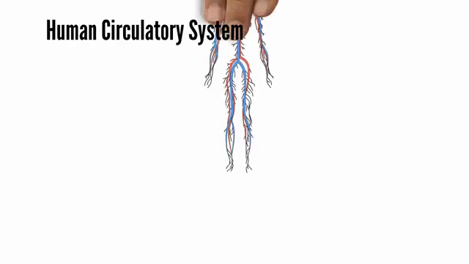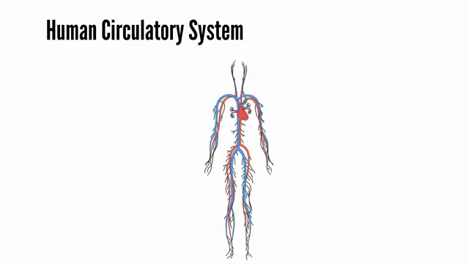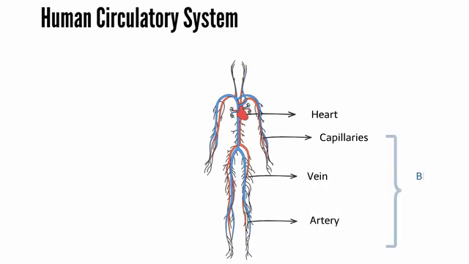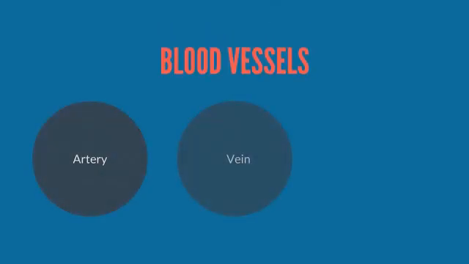Let me first show you the picture of the human circulatory system. It consists of heart, capillaries, vein, artery. Students should keep in mind that capillaries, vein and artery form blood vessels. Let us now focus on understanding the characteristics of artery, vein and capillaries.